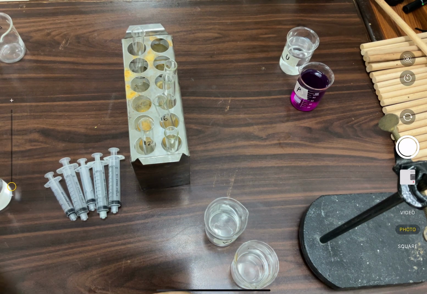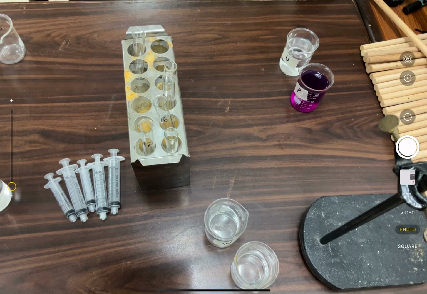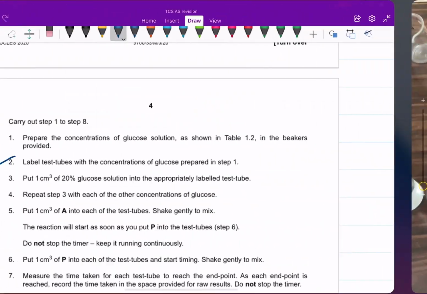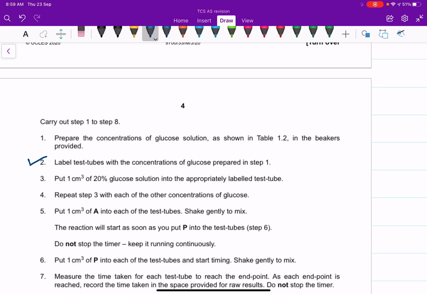Put the cap back and place the permanent marker back. Okay, now this is the first step in this procedure that you have already marked tick in this case. This third point is: put 1 cm cube of 20% glucose solution into the appropriately labeled test tube.